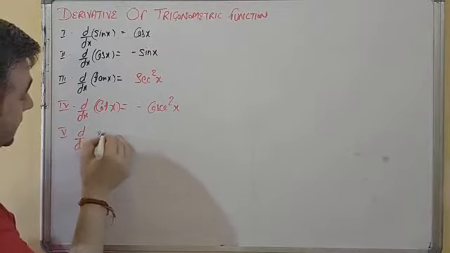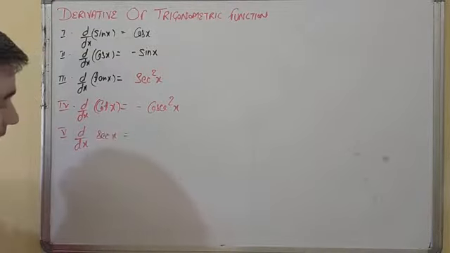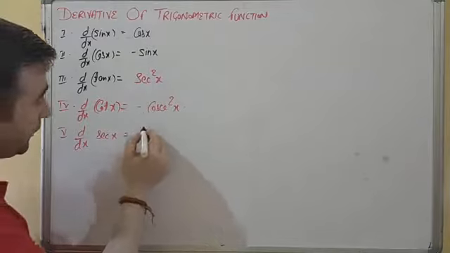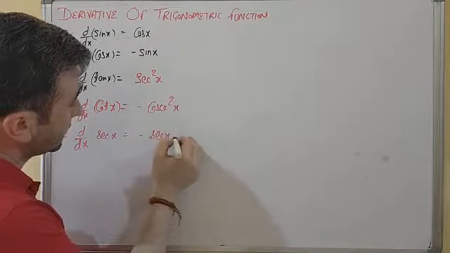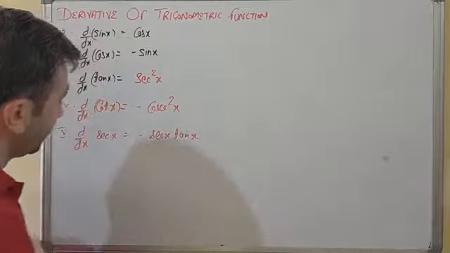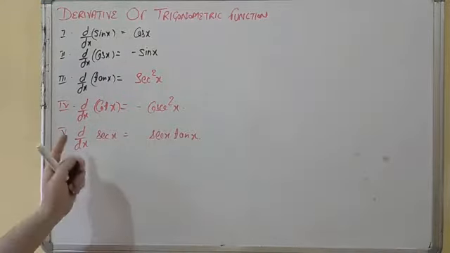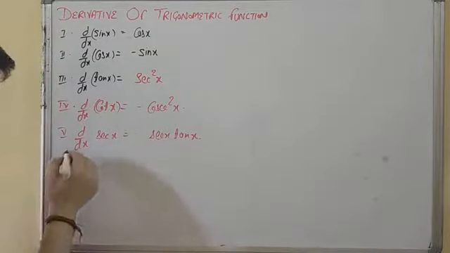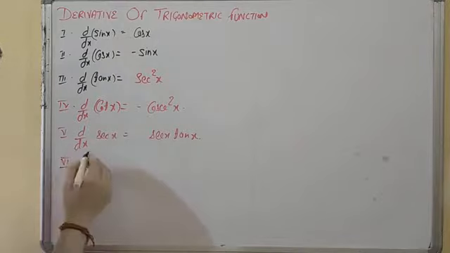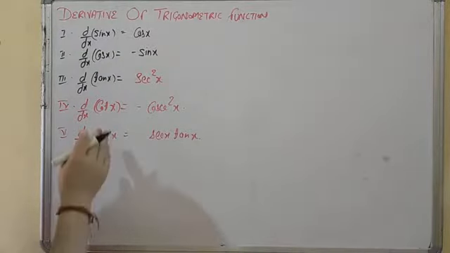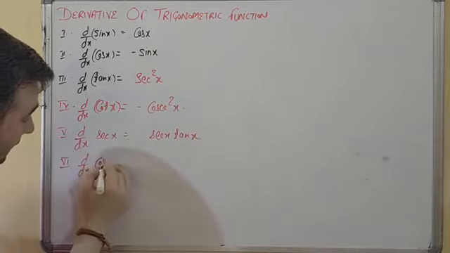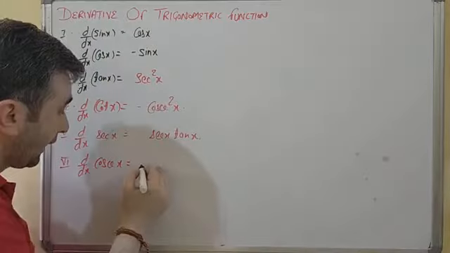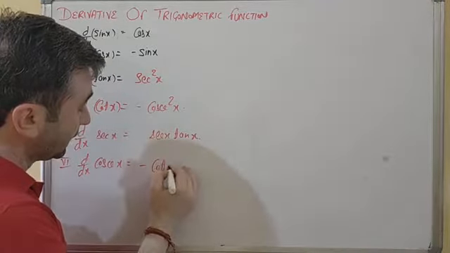So the next one is the derivative of secant x. The derivative of secant x comes out to be secant x into tan x. Not negative, sorry, this will not be negative. Similarly, the next one, the sixth one, the derivative of cosecant x. This will be equivalent to the negative of cot x into cosecant x.